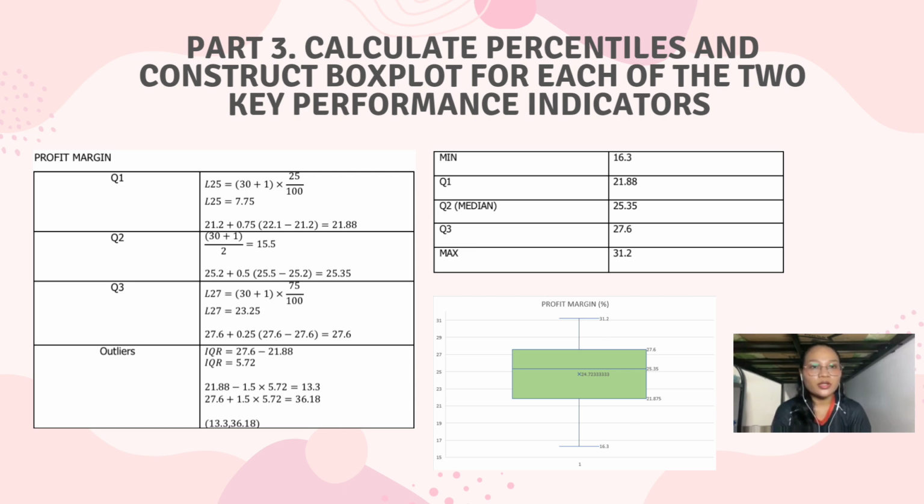And the box plot highlights the stable distribution with minimal outliers. To summarize, the box plot provides a clear visual comparison of spread, median and outliers for both indicators. For the production cost, it has high variability while profit margin is more consistent.